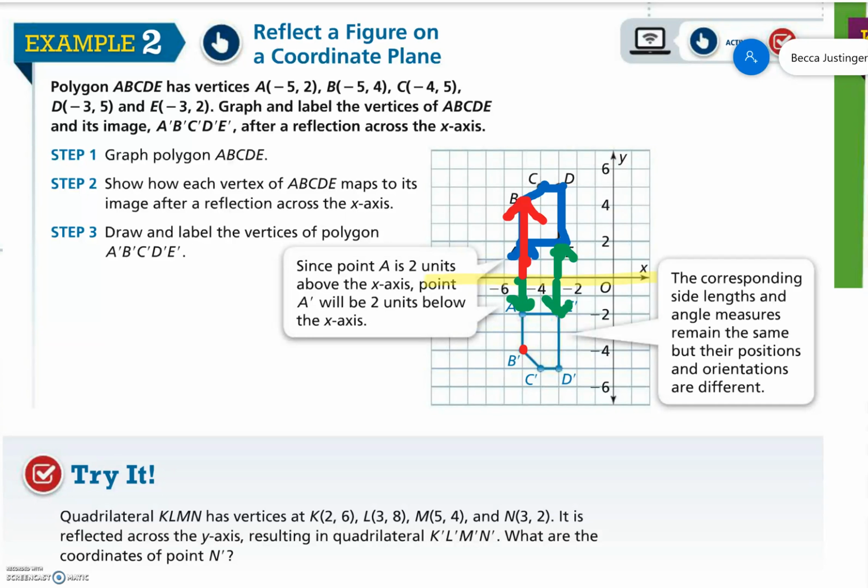So we can see that it's the same shape, same size, but it's flipped over on the other side. So the corresponding side lengths and angle measures remain the same, but their positions and orientations, so the way it's facing, are different. Let's try it.